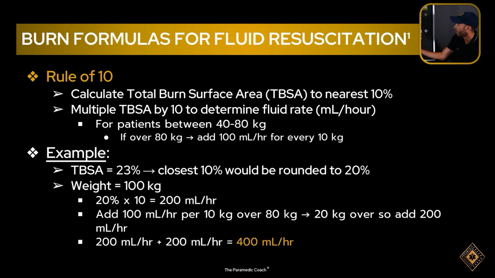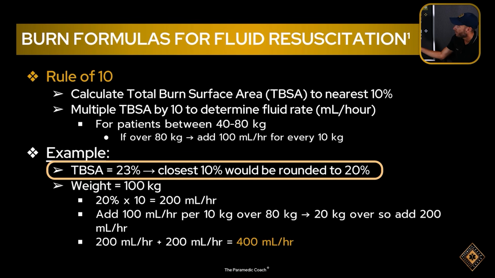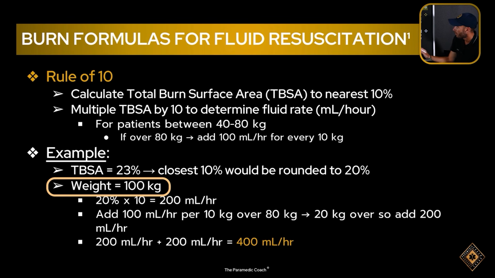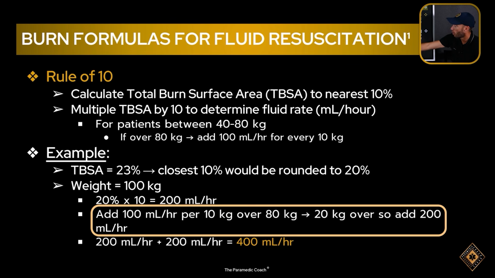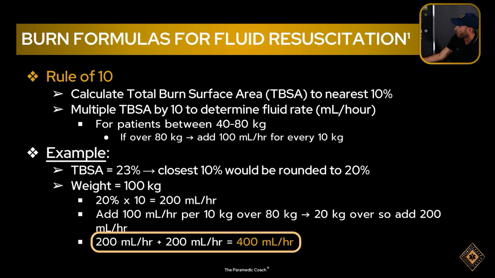Okay, so here's our example. We have 23%. The closest 10% would be rounded to 20%. Weight, 100 kilos. 20 times 10 is 200 mLs an hour. Add 100 mLs an hour per 10 kilos over 80. It's a little nuanced here. 20 kilos over, so we add 200 mLs an hour. 200 mLs an hour plus 200 mLs an hour is 400 mLs an hour.